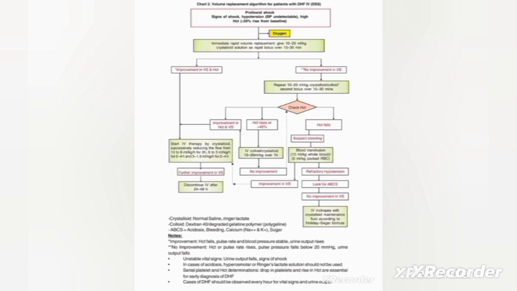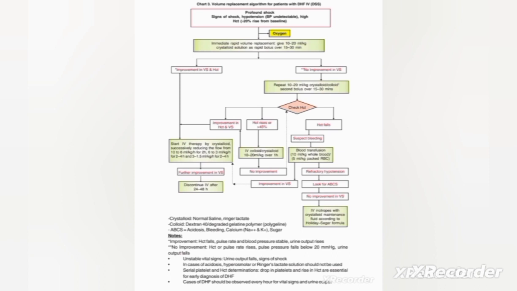Then rapid fluid replacement therapy should be started, and crystalloids and colloids will be given. If there is improvement in function, we give the crystalloids, then further evaluation will be done. But in case of no improvement, we have to repeat the 10 to 20 ml per kg crystalloid or colloid solution, the bolus solution, up to 15 to 30 minutes. Then again we have to assess hematocrit values. Then IV colloids have to continue, and if there is no improvement, we use inotropes.